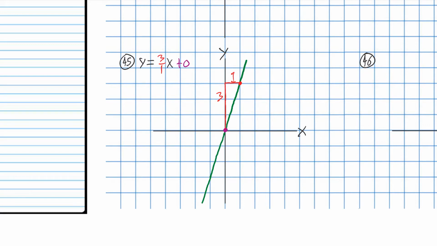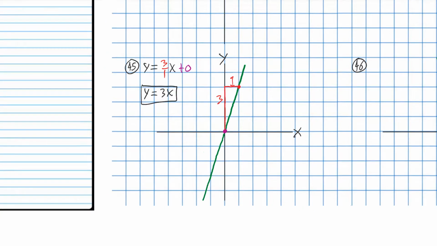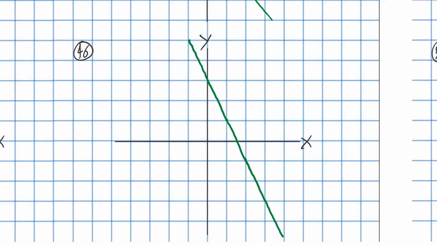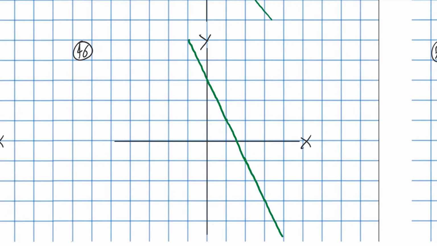And that equation simplifies to 3x. Y equals 3x. So if you got that answer, good job. Try 46, and when you come back, we'll do it together. All right, we're back. The y-intercept is at 3.